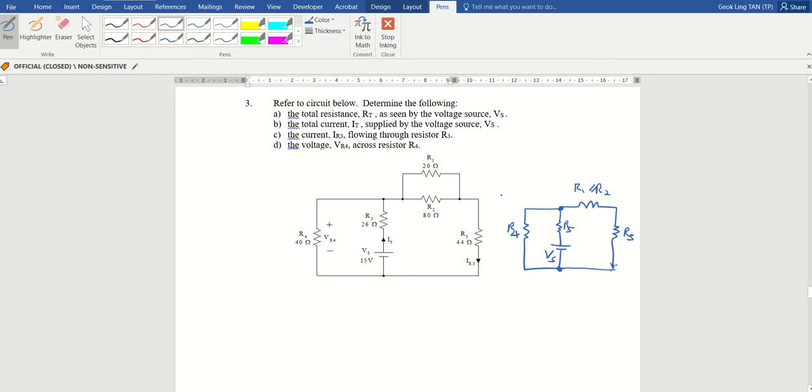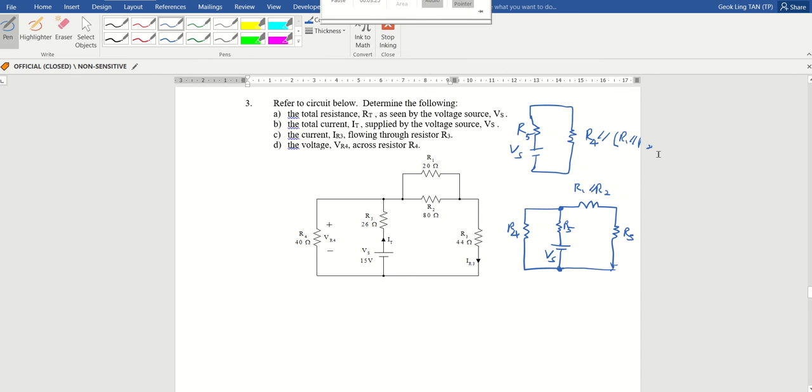So then, if you want, you can redraw the circuit. You have your Vs here, and then you have R5. Then R5 connects to this part here. So you have Vs, you have R5, and this is actually R4 in parallel with the right hand side, whatever you see on the right side, which is R1 in parallel with R2. Okay, maybe I will write below.